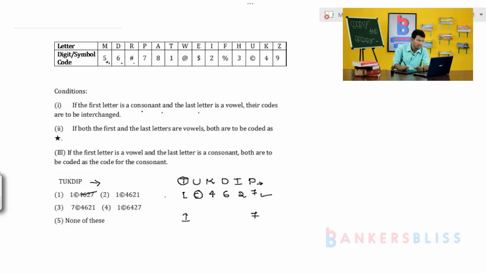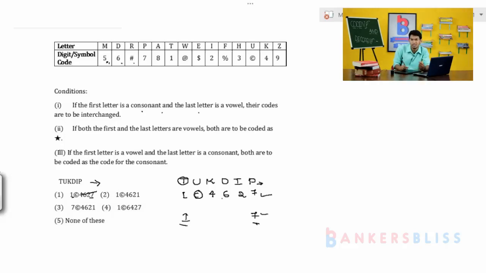You just look at whether the condition is followed, and then go through the options. If the condition is not followed, you only have to look at the first and the last. If the first and the last match what we have obtained as the answer, and that answer goes with an option, then the option is right.